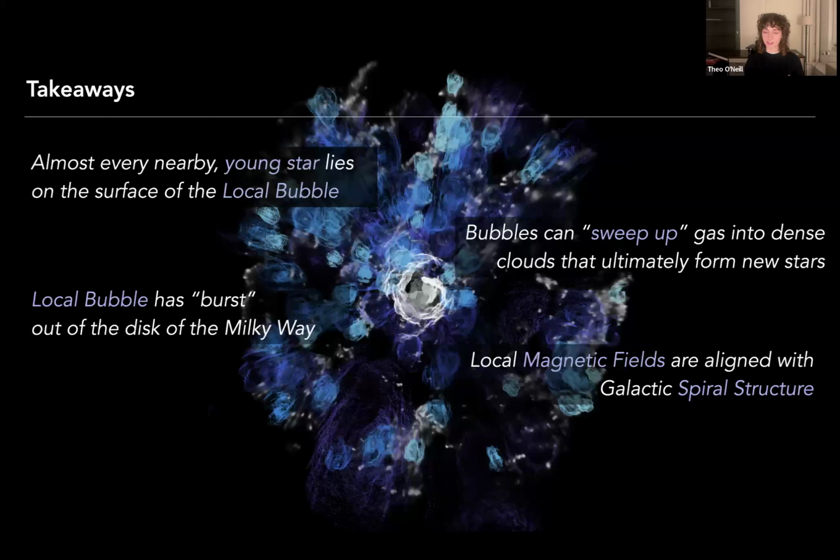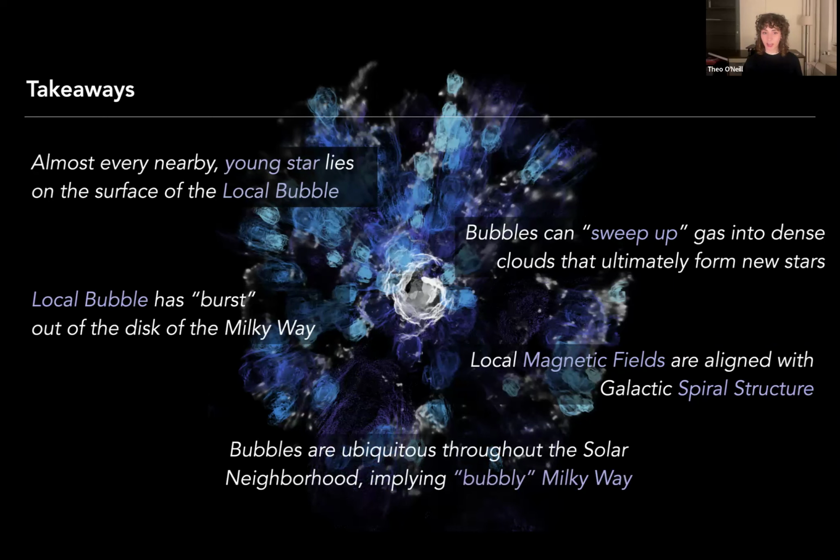We've analyzed the structure of magnetic fields on the local bubble and found strong evidence that the magnetic fields tend to be aligned with galactic spiral structure, which again is in agreement with predictions from theory and simulations. And then finally, we find that the bubbles appear to be basically ubiquitous throughout the solar neighborhood and in nearby galaxies, which strongly implies a bubbly Milky Way and a bubble-driven evolution for the interstellar medium across millions to billions of years in timescales.